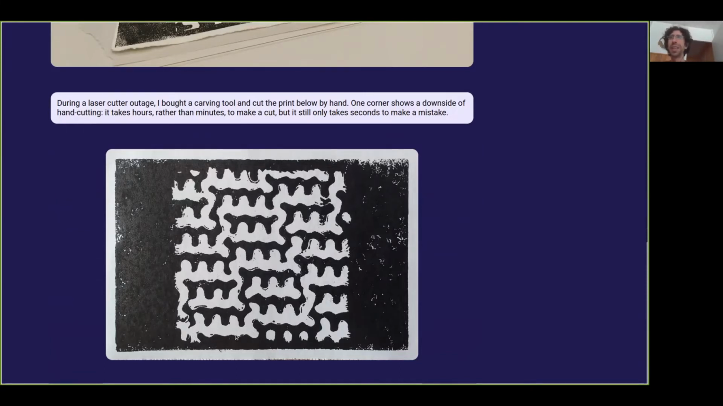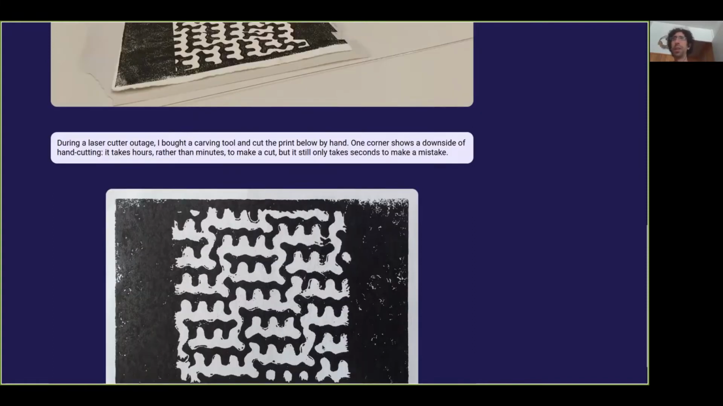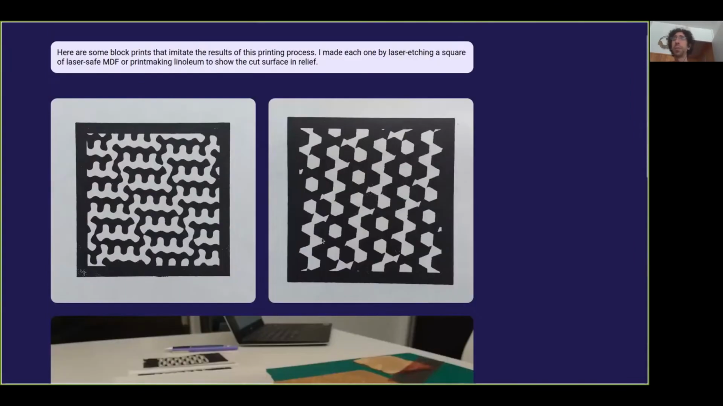I have to admit that if you look carefully at this picture, you notice that there's an error here, because one downside of hand cutting is that it takes hours rather than minutes to make that cut, at least if you're as bad at it as I am, but still only seconds to make a mistake. Conversely, an advantage of making laser cut woodblocks is that you can iterate designs really rapidly. It just takes a few minutes to make an adjustment, cut a new block, and then you can start using it for printing the next day.